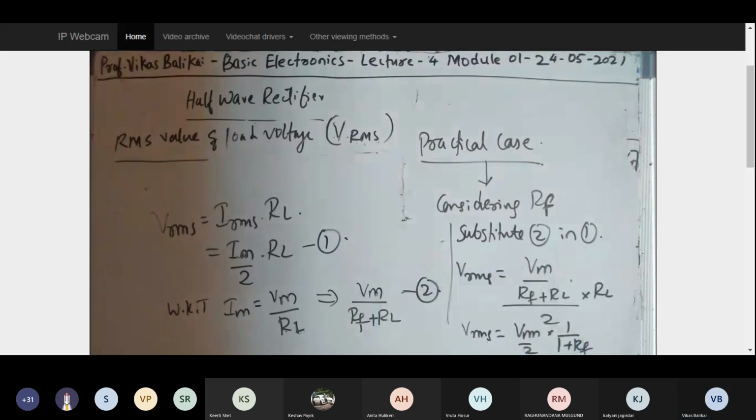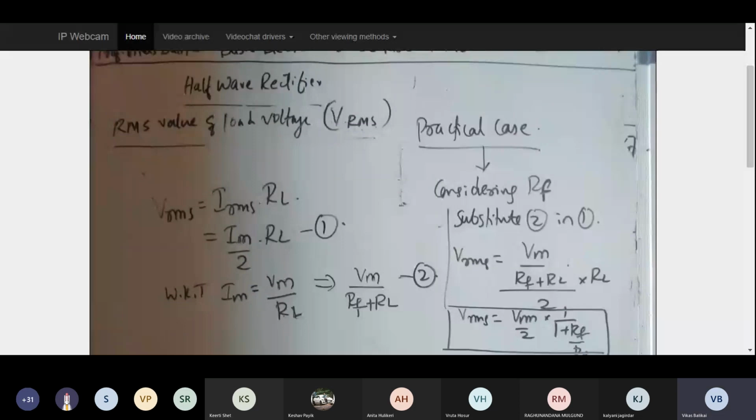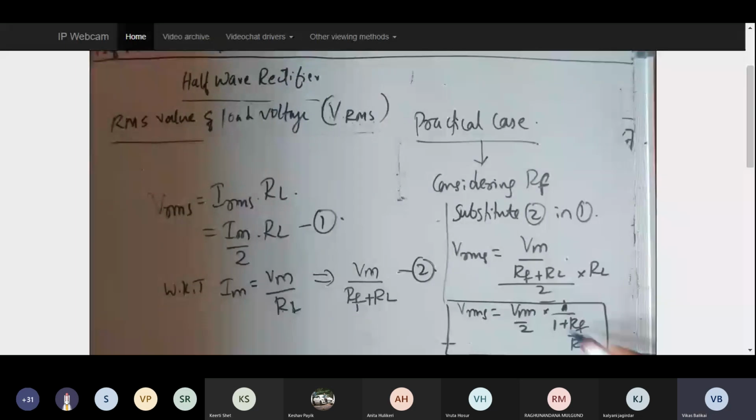So this is the final value that I'm going to obtain. Basically, if I solve this entire equation once again, you are going to get back the upper equation. Now let's solve further. If I do that solving, RL will go up. So Vm into RL in the denominator will be 1 plus (RF plus RL), divided by 2. So this is my Vrms considering the practical scenario.